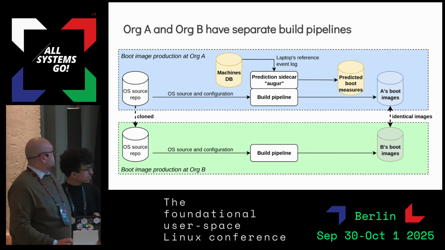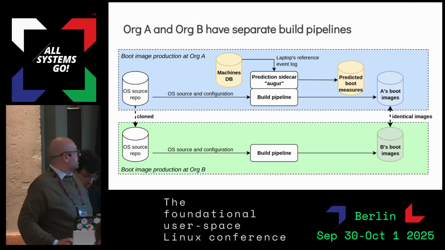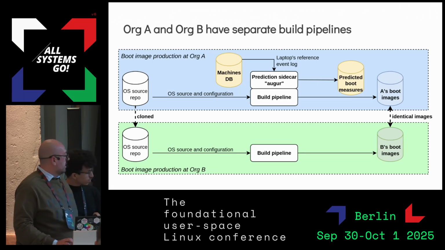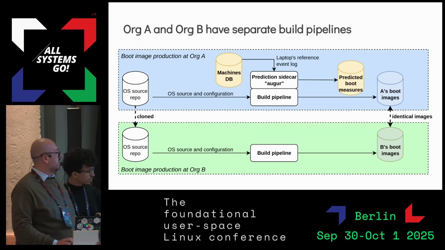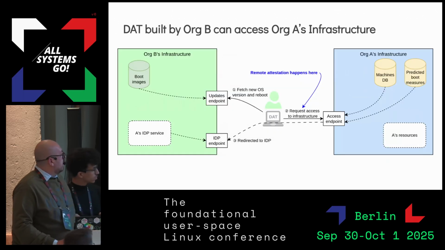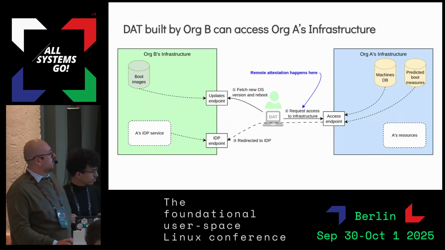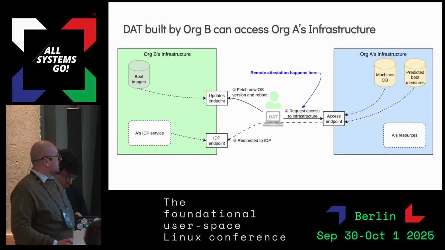So in fact, we have this schema where you have the first organization which builds all the image, and org B can rebuild the image within its own build pipeline and normally have identical images between images generated by the first pipeline of org A and org B. And then org B needs to also perform a remote attestation to access the infrastructure of org A, and needs to have an IDP endpoint different from the organization A's and another update endpoint from the organization A.